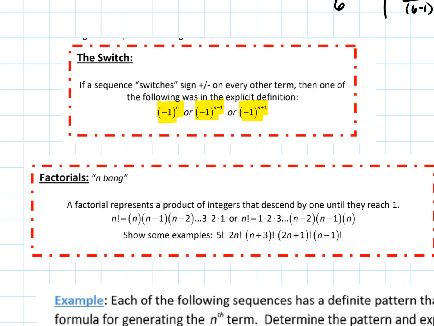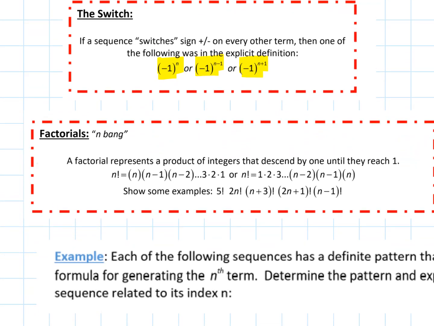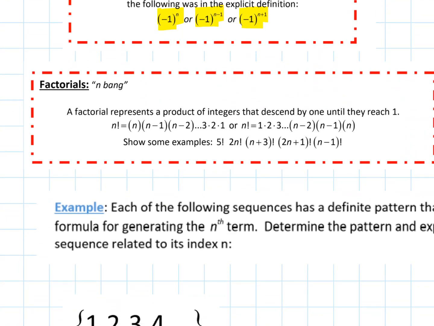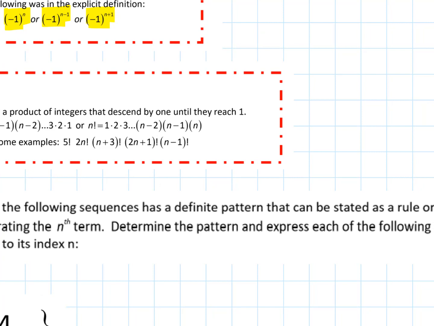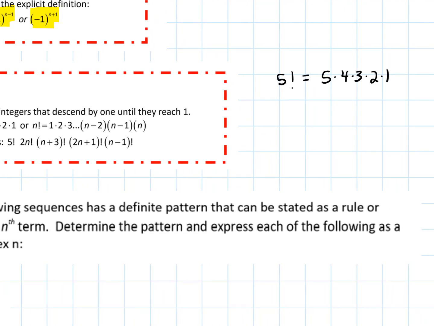And then I mentioned, and I went through a quick little explanation of factorials earlier, but a factorial, or n bang, is defined as I've written here. We've got some examples down below I'll go through, but n bang is written as n times n minus 1 times n minus 2 all the way out to 3, 2, 1, or of course we could write it the other direction. So just as a quick note, 5 factorial is 5 times 4 times 3 times 2 times 1, and then we could calculate that out.